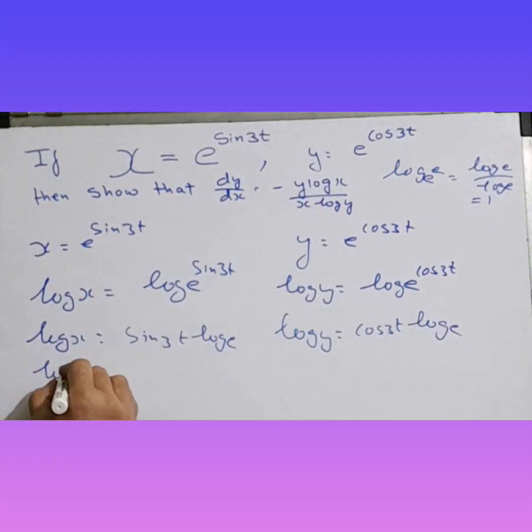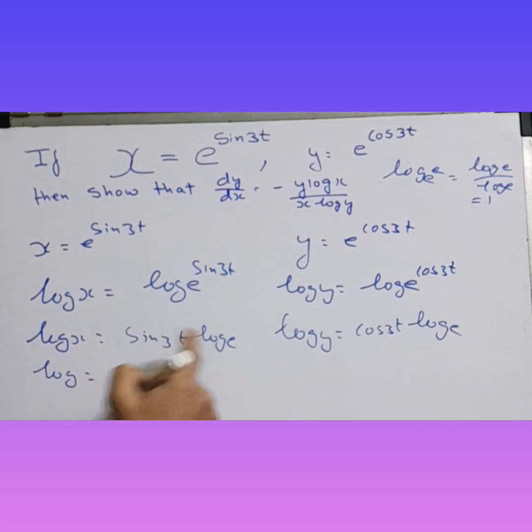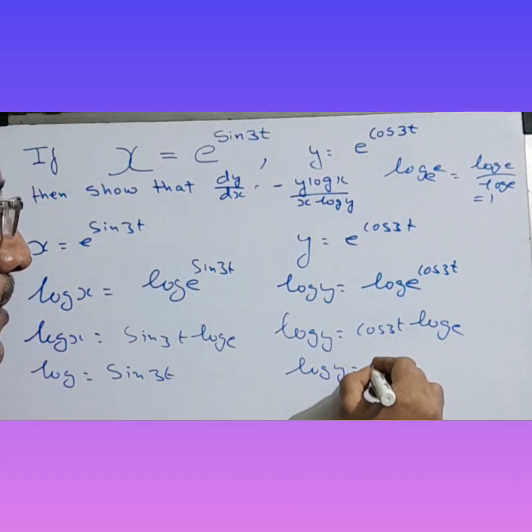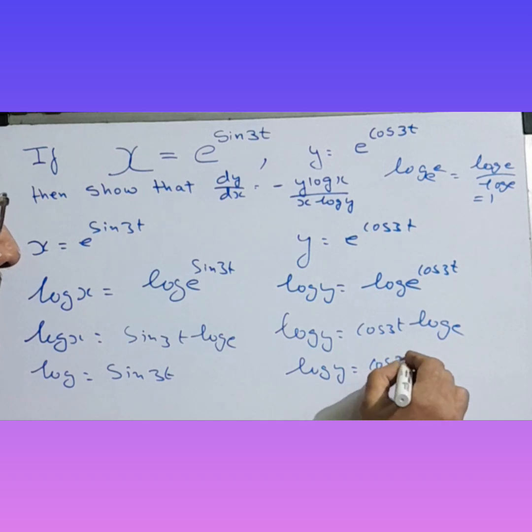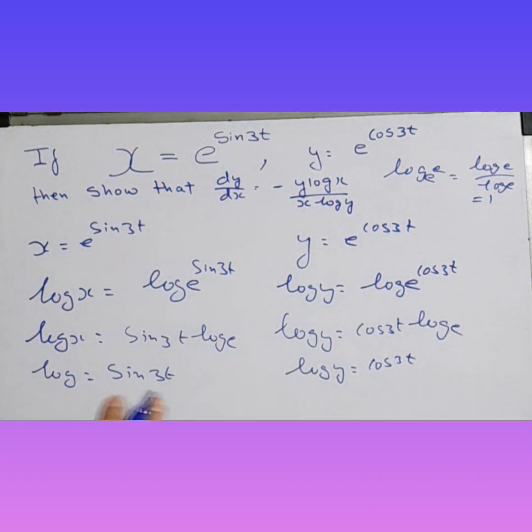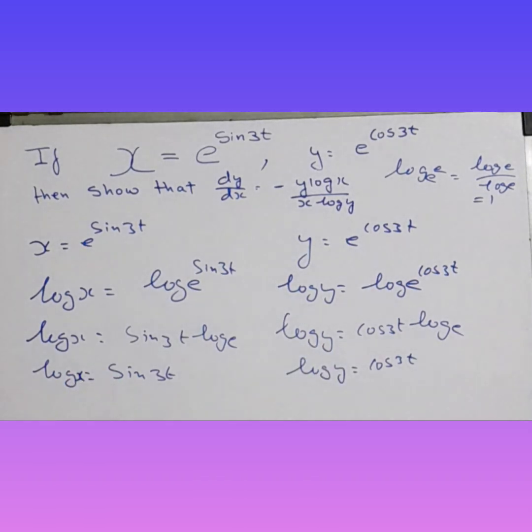So log x is equal to sine 3t, whereas log y is equal to cos 3t. This turns 1, this turns 1. Alright, so done. So now we have log x and log y. Now it becomes very simple for us to differentiate.